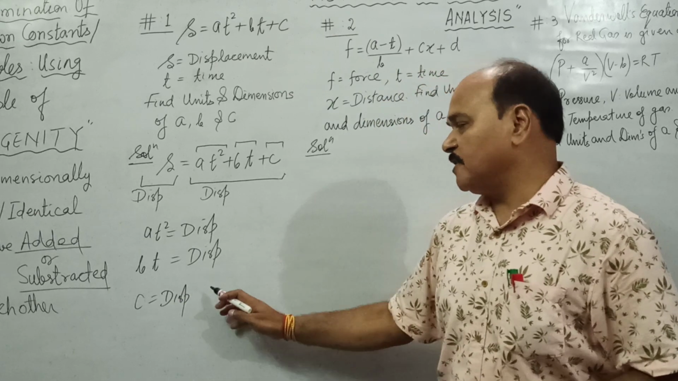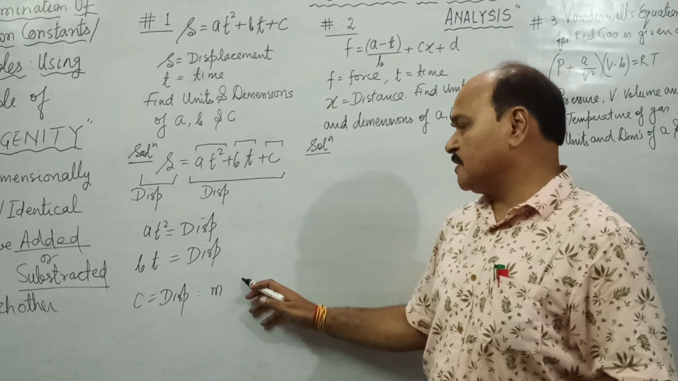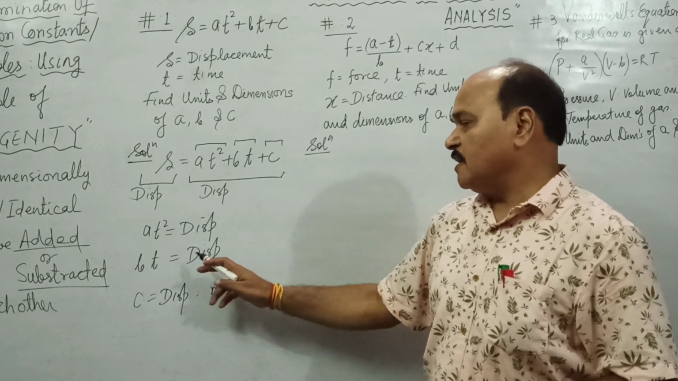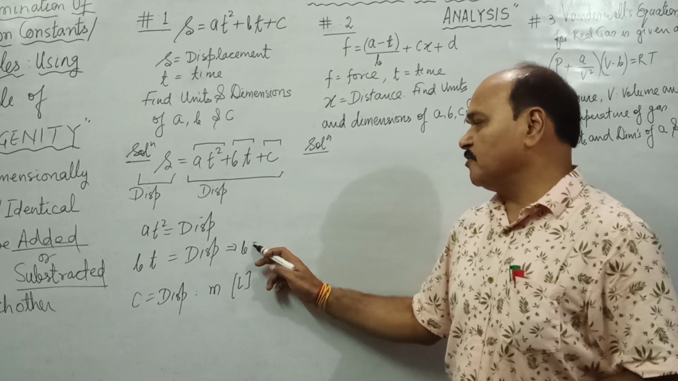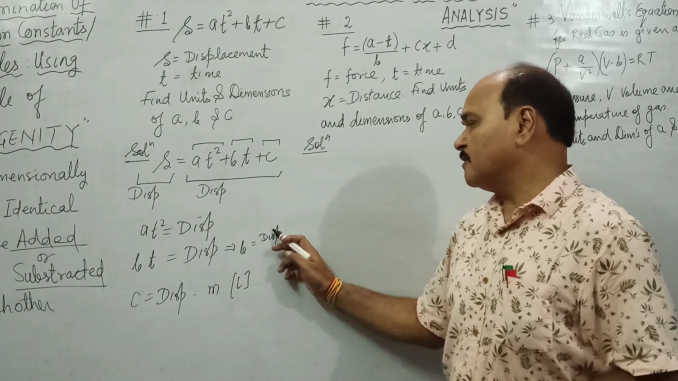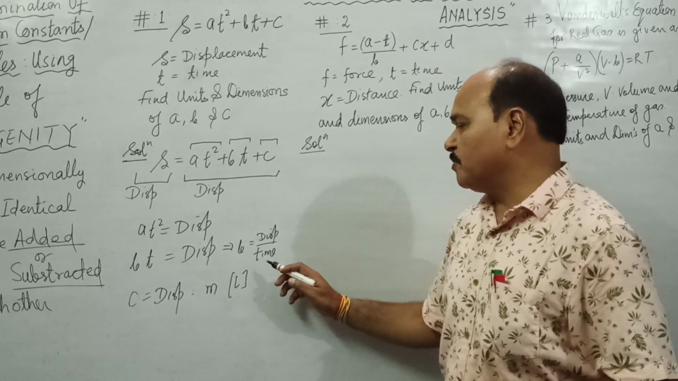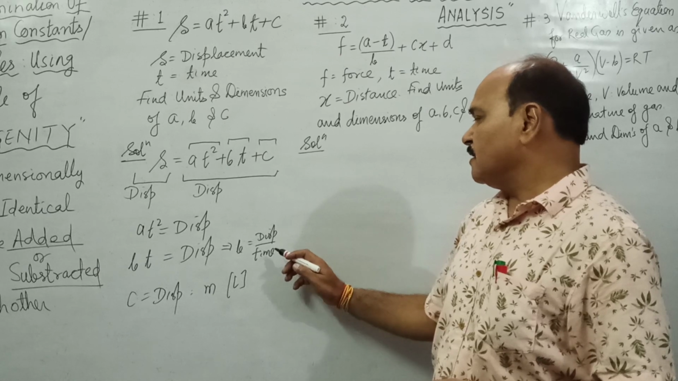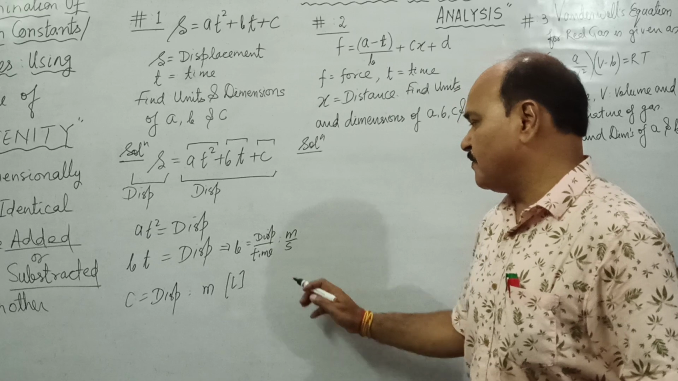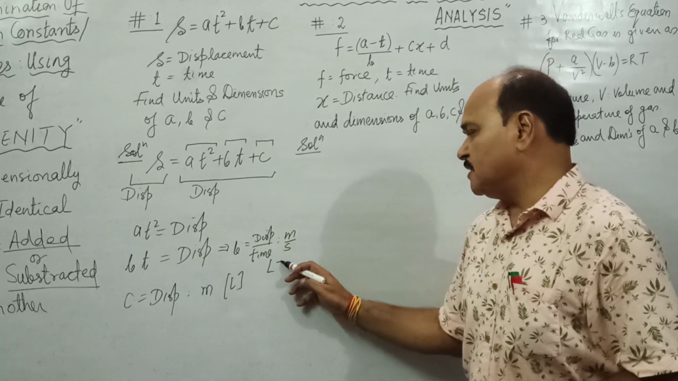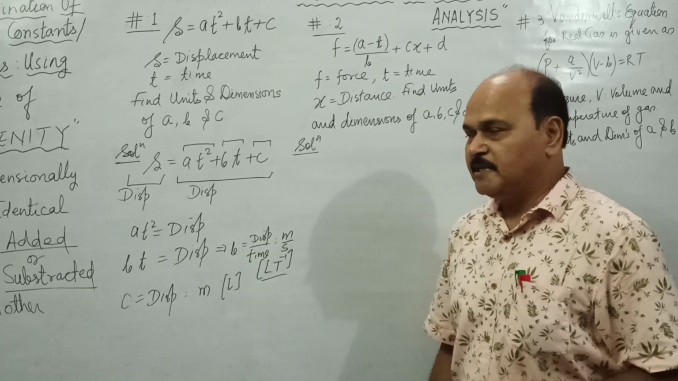If C happens to be displacement, unit of C is going to be what? Meter in SI system, and dimensional formula is going to be L. If BT is equal to displacement, this simply means B is going to be what? B is going to be displacement upon time. This simply means the unit of B is going to be what? Unit of B is going to be meter per second, and dimensional formula is going to be LT minus 1. That means B is nothing but a type of speed.